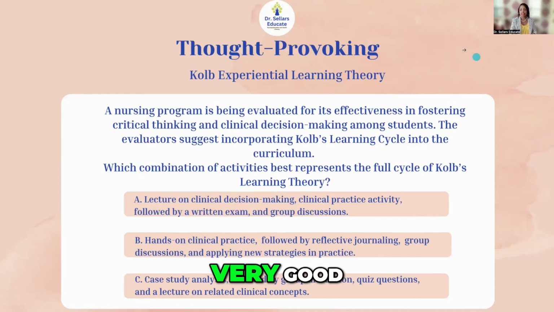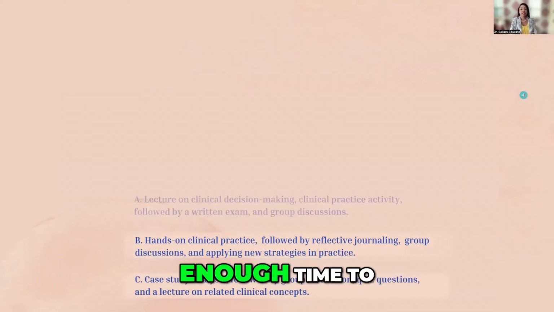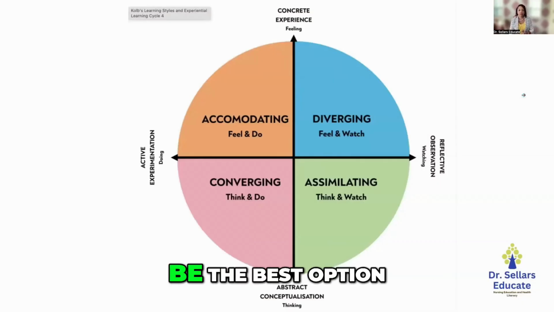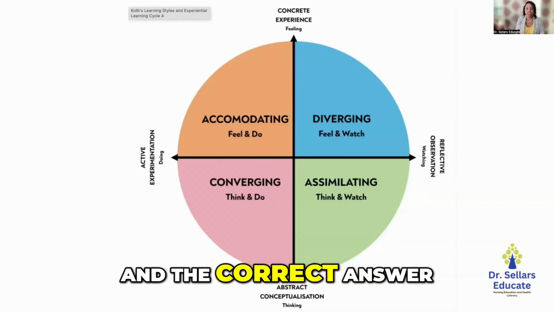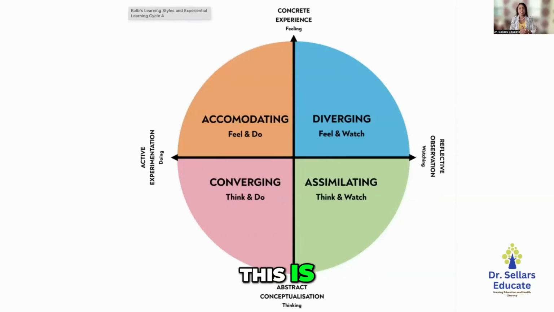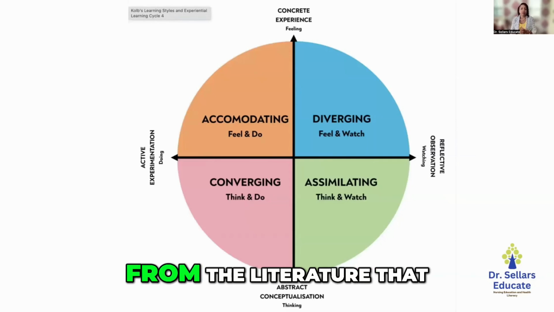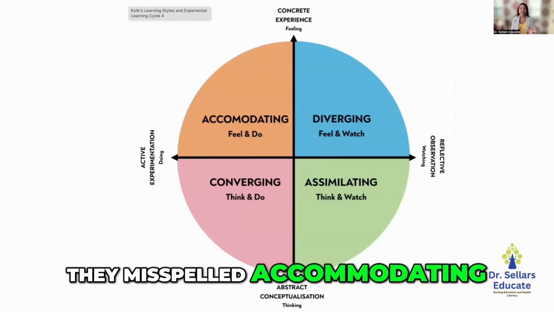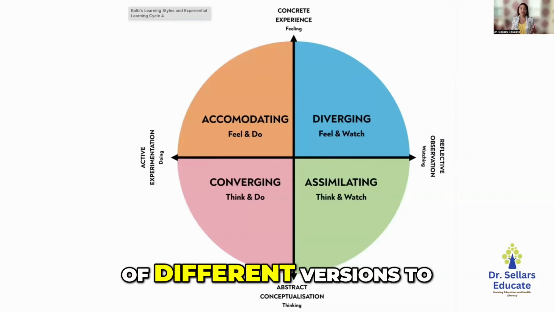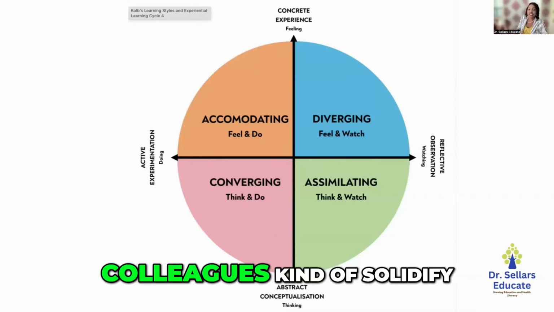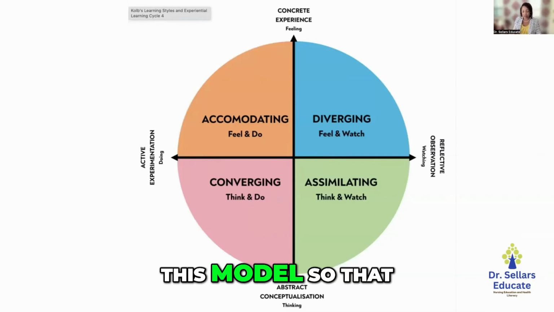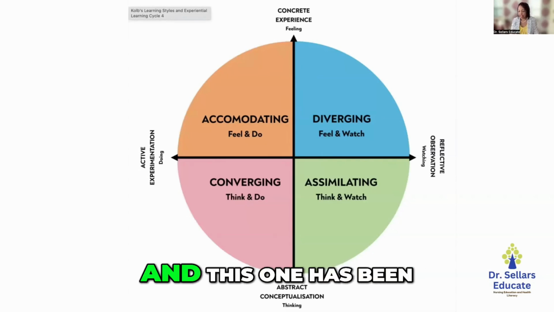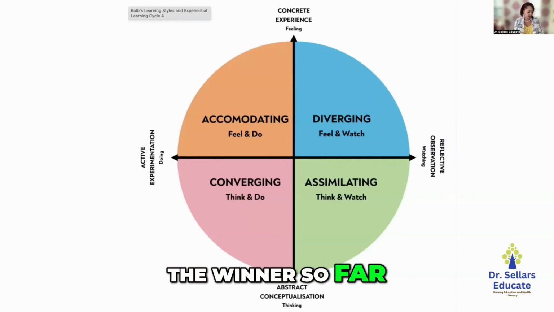All right, very good. Hopefully you all have had enough time to write down what you think is going to be the best option and the correct answer. This is the example that we pulled from the literature that is published. I know that they misspelled accommodating, but we've tried a lot of different versions to really help colleagues solidify this model so that it makes sense for them. And this one has been the winner so far for many colleagues. That really does help them.